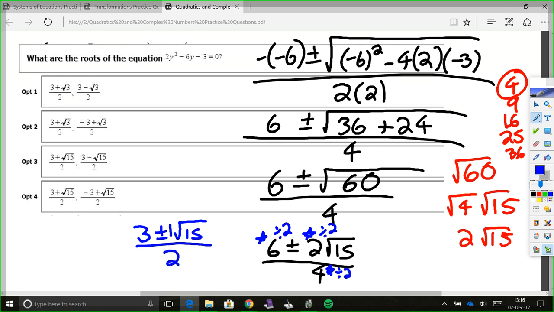So the answer that we're looking for here is 3 plus minus the square root of 15 over 2. And that's option 3. The difference between option 3 and option 4 is that here you have a negative 3, but we never have a negative 3, right? We have a positive 3 all the way around, but we have a plus square root of 15 and a minus square root of 15. So that's why it's option 3 instead.